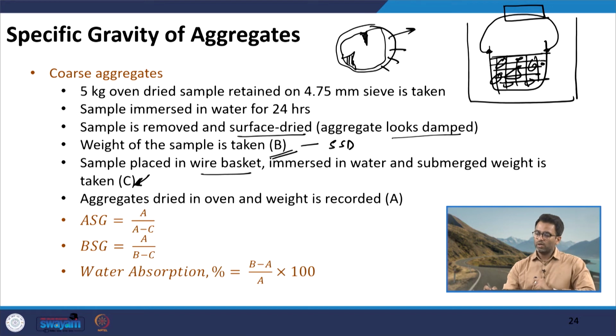Then we take out the wire basket and the aggregate material, and we dry it again in the oven until a constant weight is reached, and we record the weight as A, the dry weight.